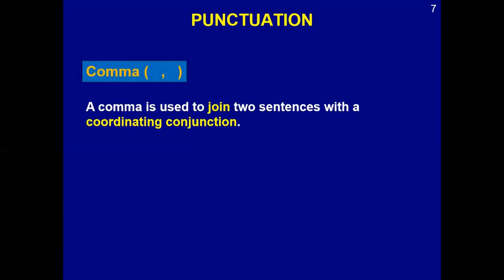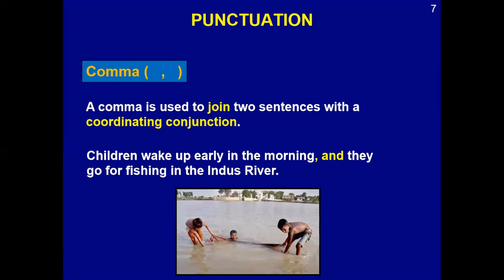Then a comma is used to join two sentences with a coordinating conjunction, and we had already discussed coordinating conjunctions. These are basically seven in number. An acronym is used for them, that is FANBOYS. Children wake up early in the morning, comma, because after it we have used 'and', which is the example of coordinating conjunction. They go for fishing in the Indus River.